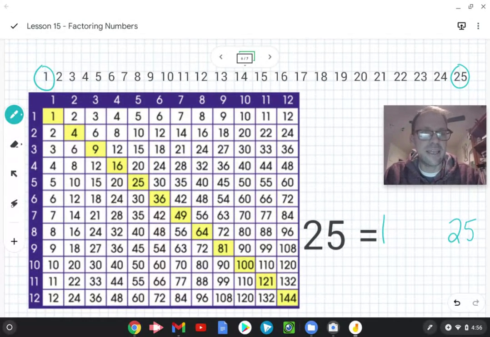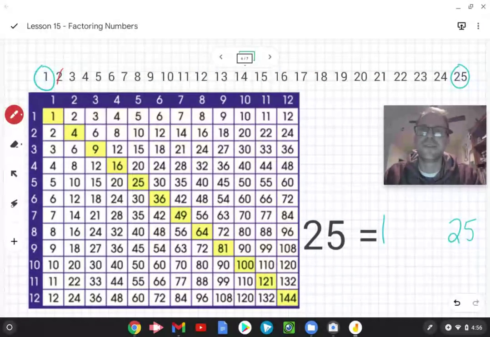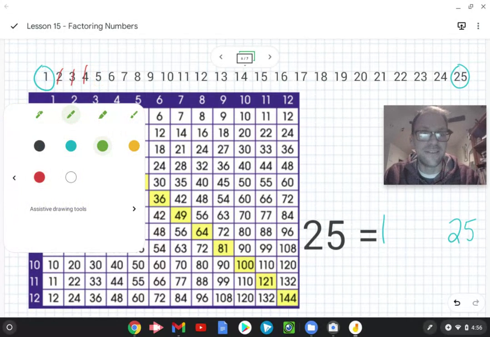2 times anything gets us 25? 2 times, no. You can check here in the list, but you're not going to see 25 pop up as a product. So cross it off. 3 times anything is 25? Nope. 4 times anything is 25? Nope. 5 times anything is 25? Well, it is, isn't it?